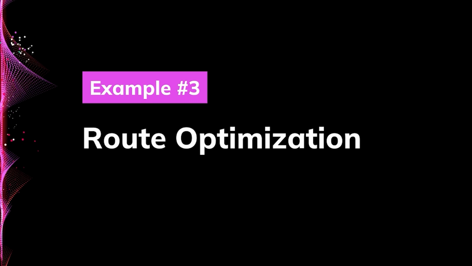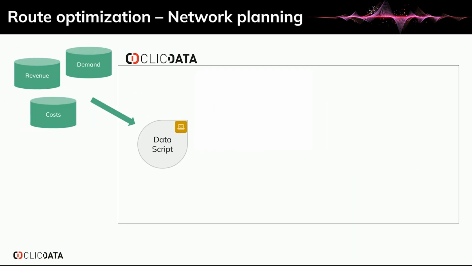Our third example is route optimization. We follow Javier, a network planning analyst who is focused on designing cost-effective airline routes. Using data scripts, he analyzes passenger demand, costs, and revenue for each route while optimizing fuel consumption and travel time.